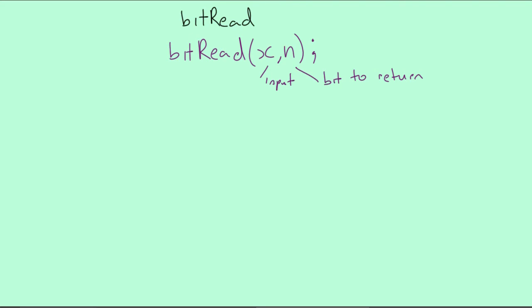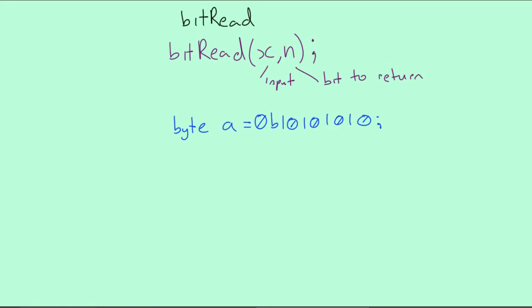Alright, so now that we know that our variables are all stored in binary, often we want to look at a particular bit and see if it's a 1 or a 0. So to do this, we can use the function bitRead. To use this function, we have to pass two arguments. In the example here, we've got x and n, such that x is the input variable, and n is the bit we want to check if it's a 1 or a 0.